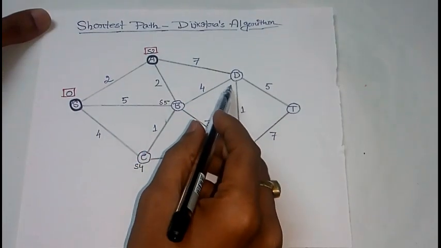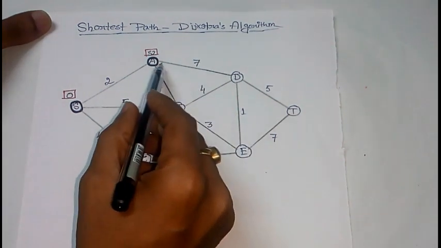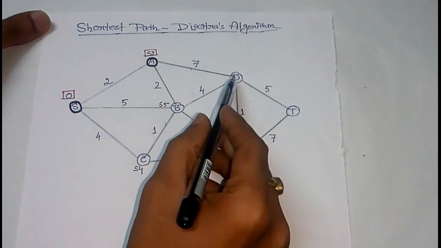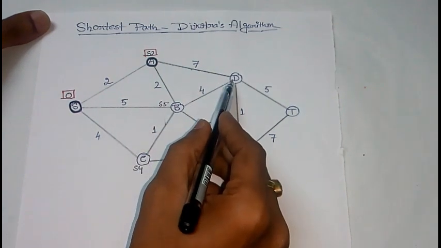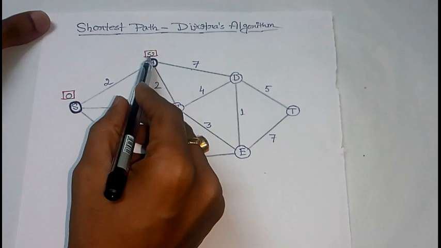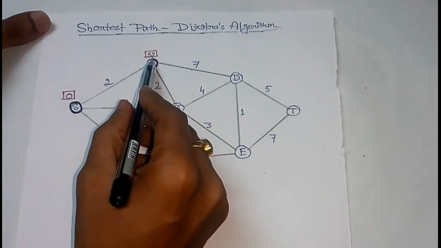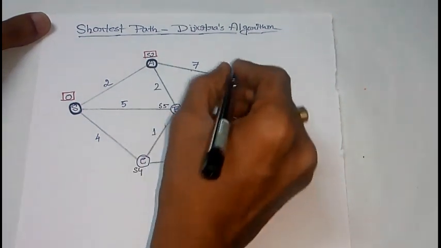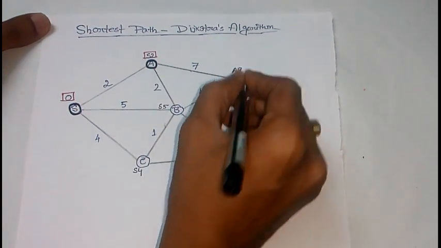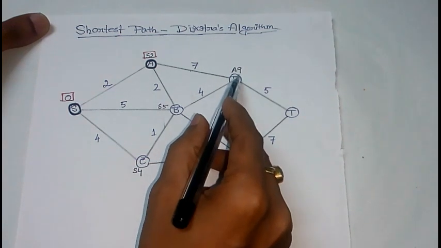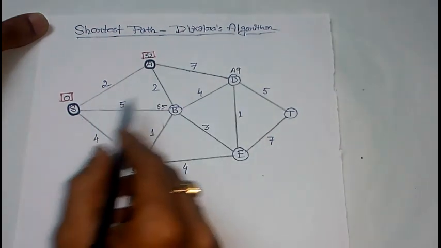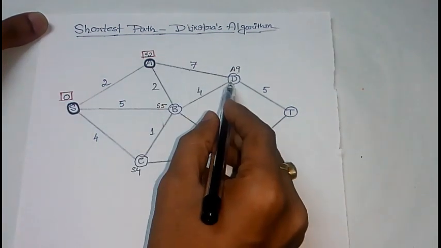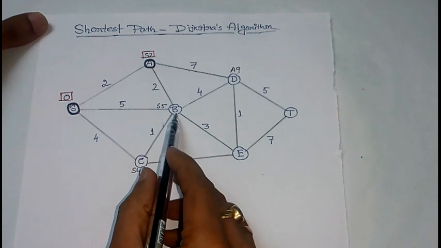We are starting from D. Do you see that the distance between A and D is 7? So what is the temporary label of D? It should include the permanent label of the previous vertex, that is S2. So 2 is the permanent label of the previous vertex and 7 is the distance, so it should be A9. Here we are writing A9 because 9 is the distance between S and D if we travel along a path via the vertex A.